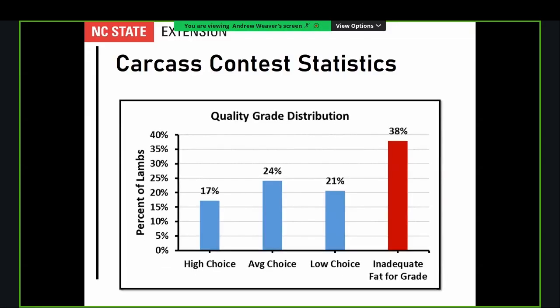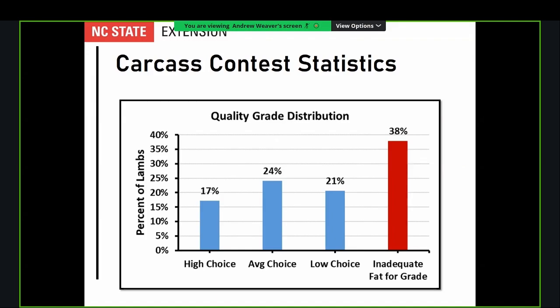On the quality grade side of things, this is where we ran into a few issues, and only had about 17% high choice, about a quarter of the contest was average choice, 21% low choice. And we had a lot of carcasses with less than 1/10 of an inch of back fat. It caught my attention very quickly when I walked in the cooler, that a lot of the carcasses in the contest were extremely trim and probably on the excessive side of trim.